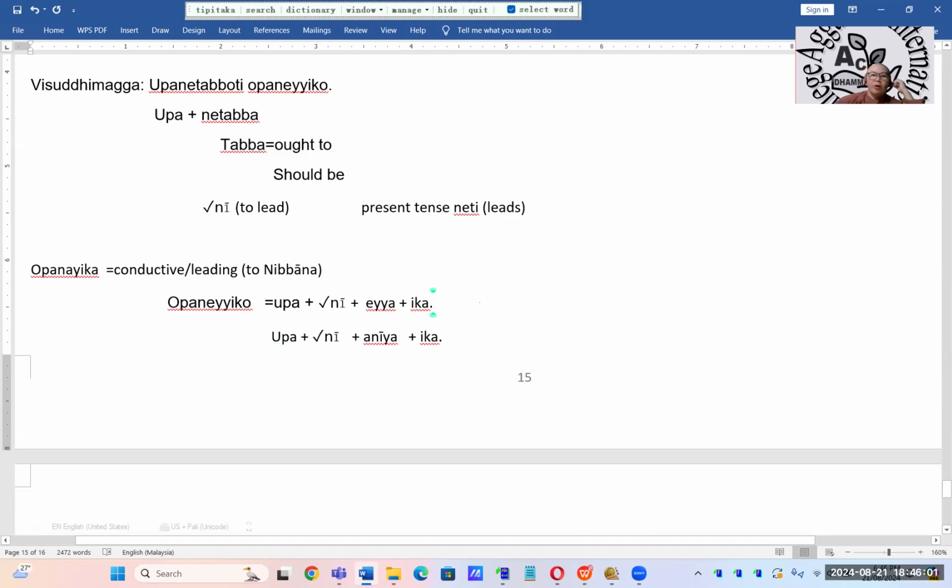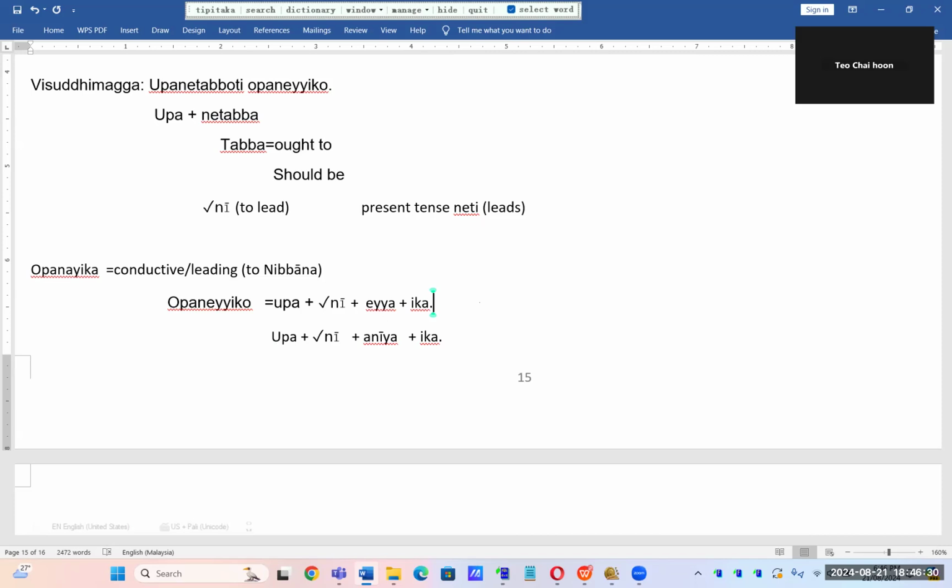Anyway, we know the meaning of this opaneiko means, because of the root ni, it means that it should lead to the nibbana. All right. Any question? No question. Today, Jenny, no question.